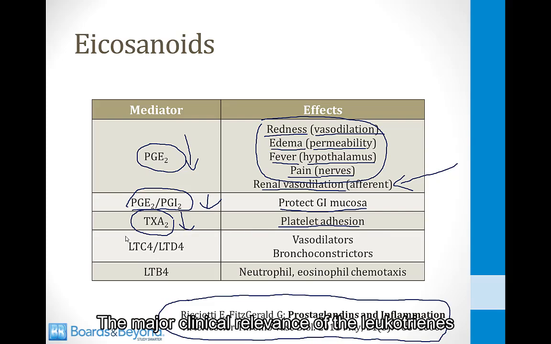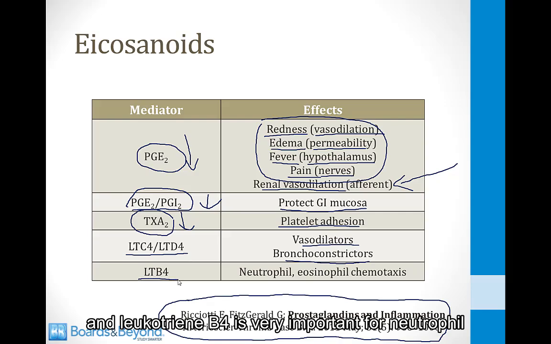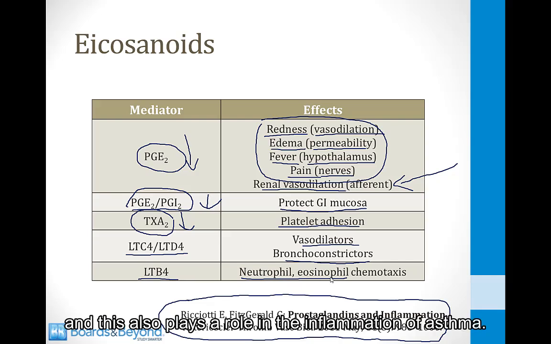The major clinical relevance of the leukotrienes is in hypersensitivity reactions, and in particular, it has to do with asthma. Leukotrienes C4 and D4 are both vasodilators and bronchoconstrictors. They play an important role in asthma, and leukotriene B4 is very important for neutrophil and eosinophil chemotaxis, and this also plays a role in the inflammation of asthma.